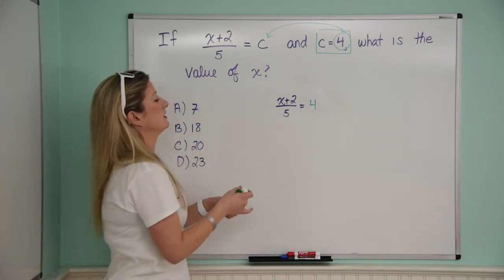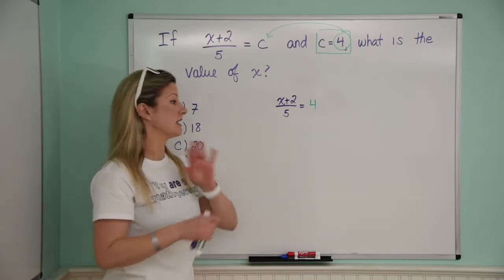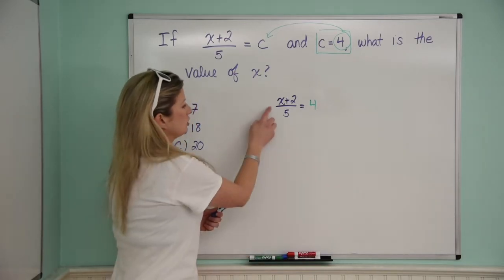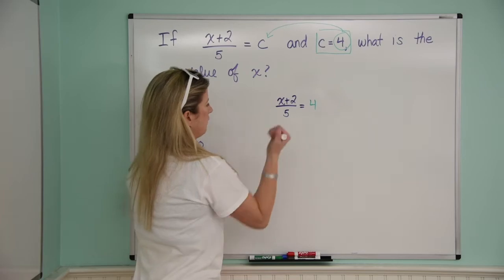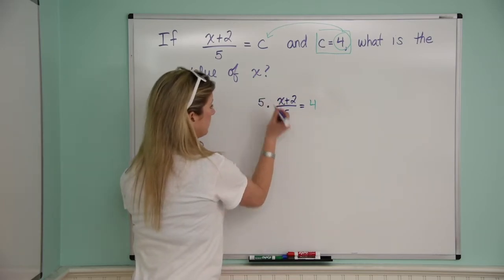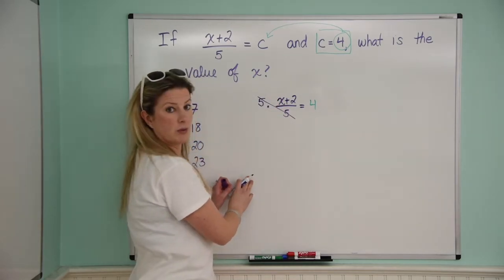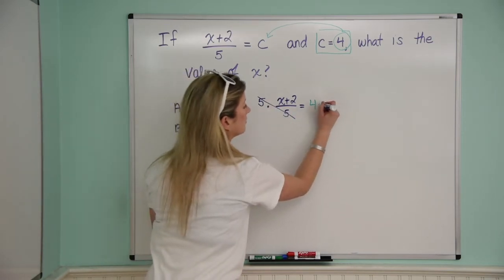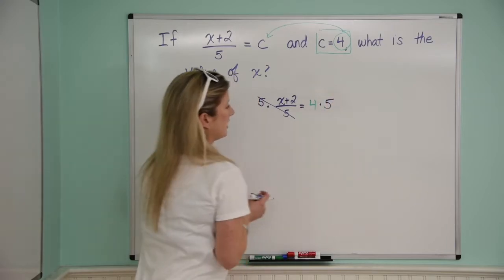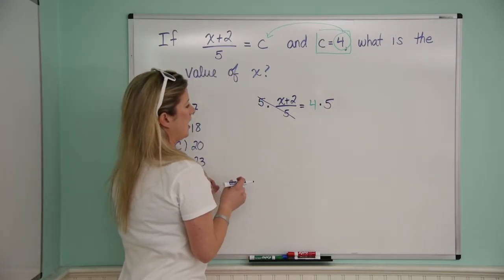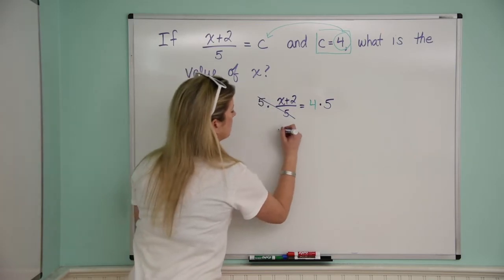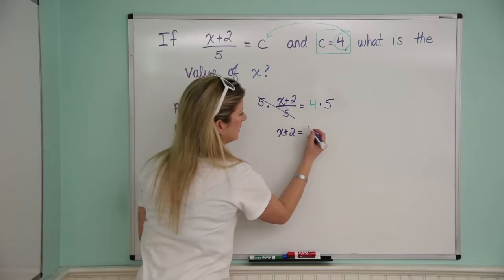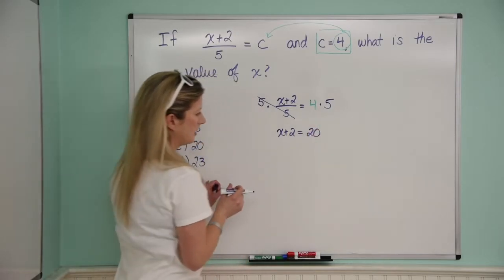Also, you might be looking at this and saying, I have a fraction and I hate fractions, and that's fine. If we see a fraction, we can just get rid of it. If we have a denominator of 5 here, if we multiply this side by 5, that denominator will go away. But remember, whatever we do to one side, we have to do to the other. So we multiply that side by 5 as well. That'll divide out, so we're just looking at x plus 2 equals, and then 4 times 5 is 20.